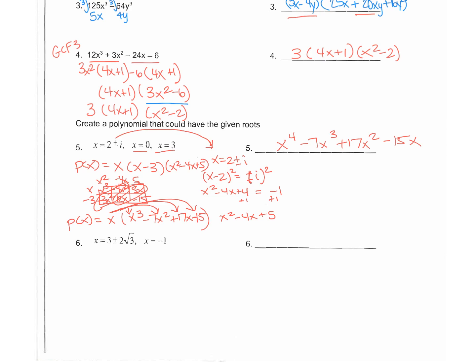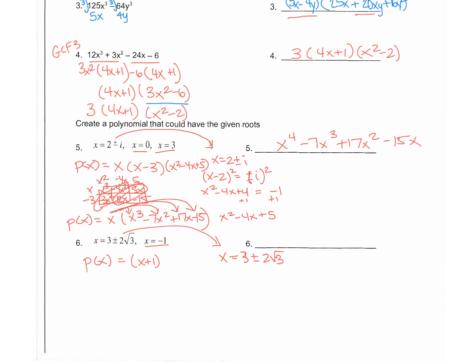Awesome. So in number 6, again, this polynomial, the x equals negative 1 gives me x plus 1. And I don't know what factor would give me 3 plus or minus 2 radical 3. So I'm going to do some reverse complete the square. x equals 3 plus minus 2 square root of 3. So my first step is to move the constant.